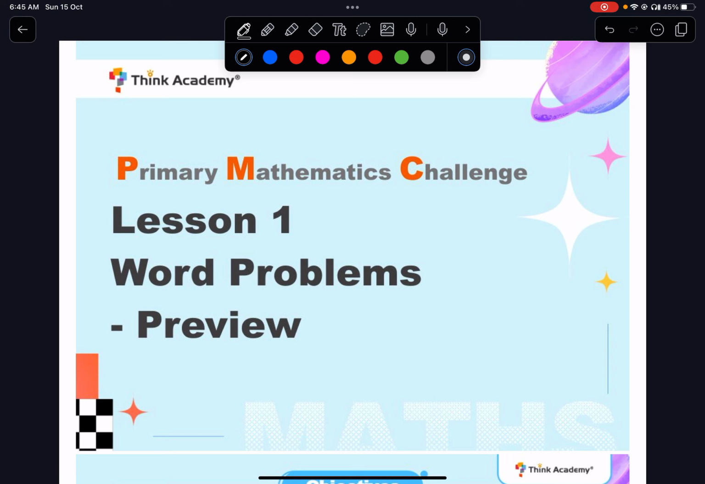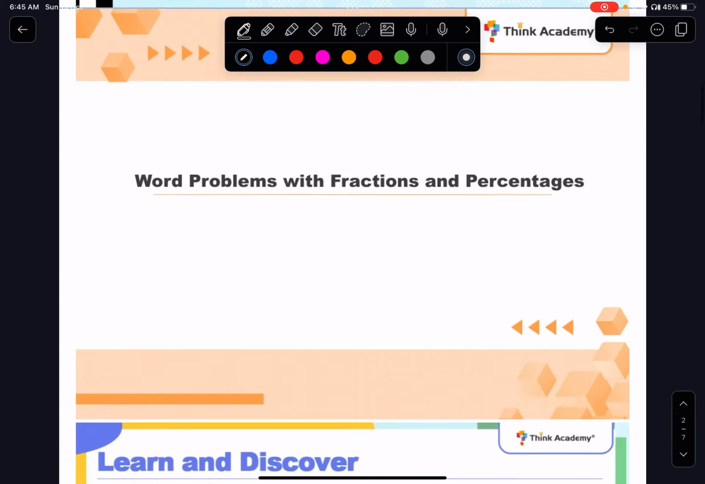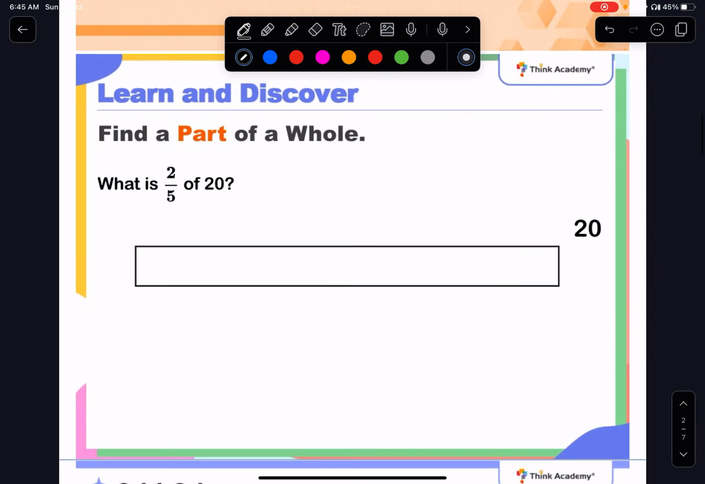So in Lesson 1, we are going to solve some problems related to fractions, percentages, and also ratio. So before that, we have to learn about how to calculate parts and a whole using fraction and percentages. And also we have to know about the concept of ratio. So let's start to introduce something related to fractions.